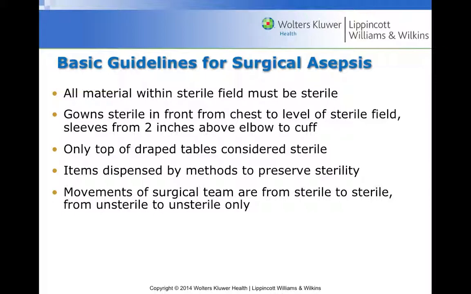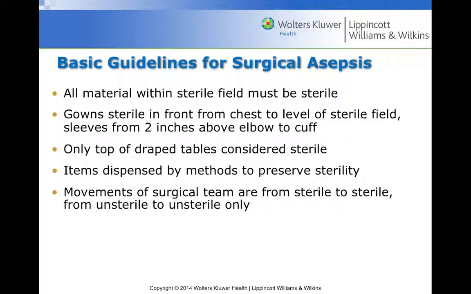Gowns of the surgical team are considered sterile in front, from the chest to the level of the sterile field. The sleeves are considered sterile from 2 inches above the elbow to the stockinette cuff. Sterile drapes are used to create a sterile field. Only the top surface of the draped table is considered sterile. During draping of the table or patient, the sterile drape is held above the surface to be covered and is positioned from front to back.